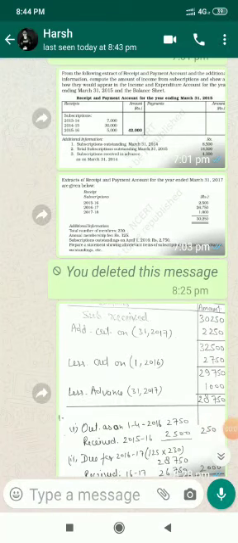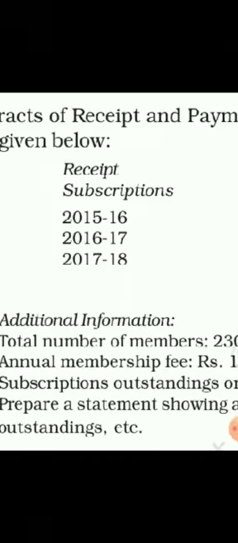Today again we are solving some more questions, by which I think you will understand how to present all the adjustments in the income and expenditure account. First we are going to see the question. The question is this. Just see.